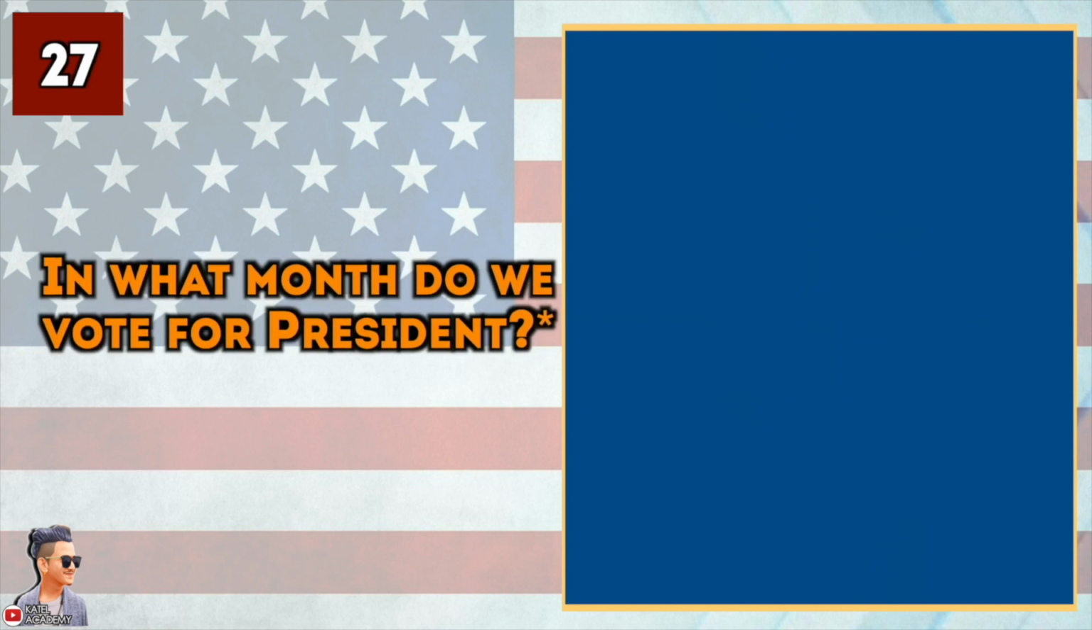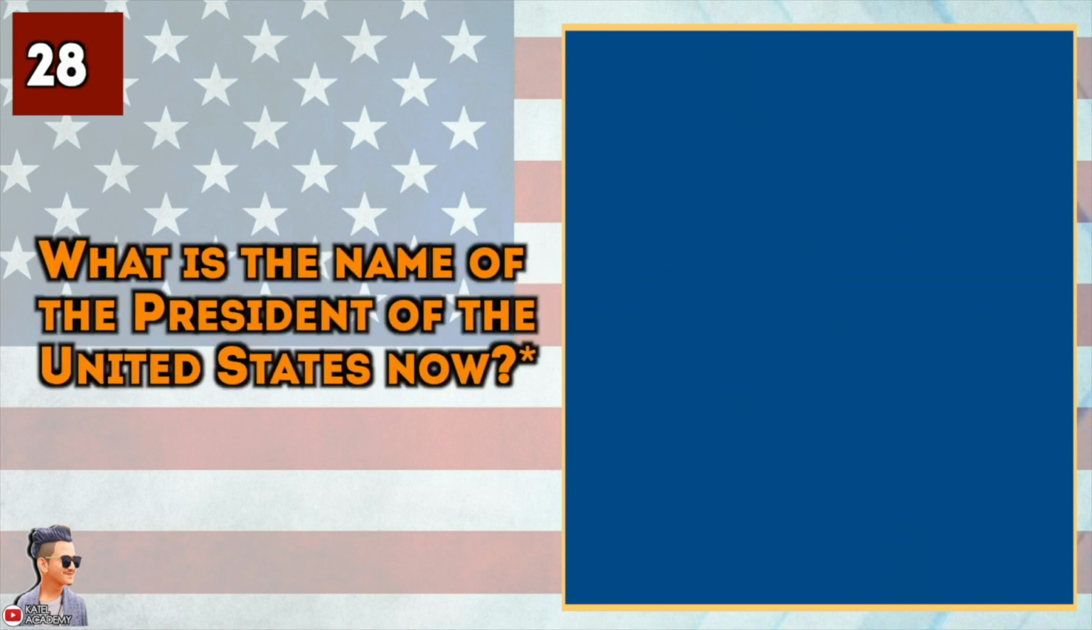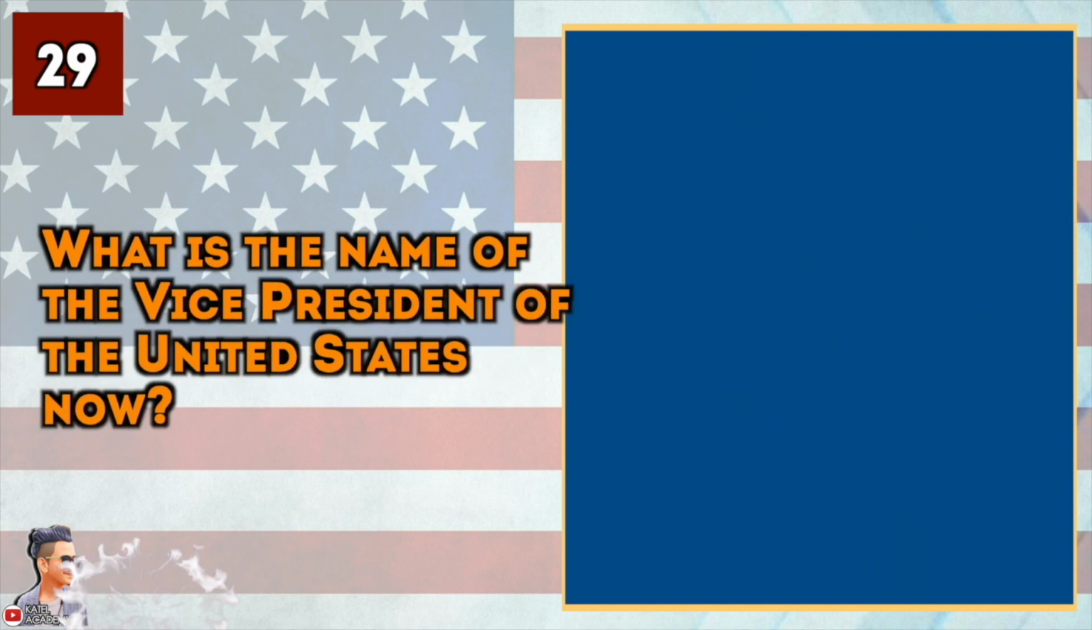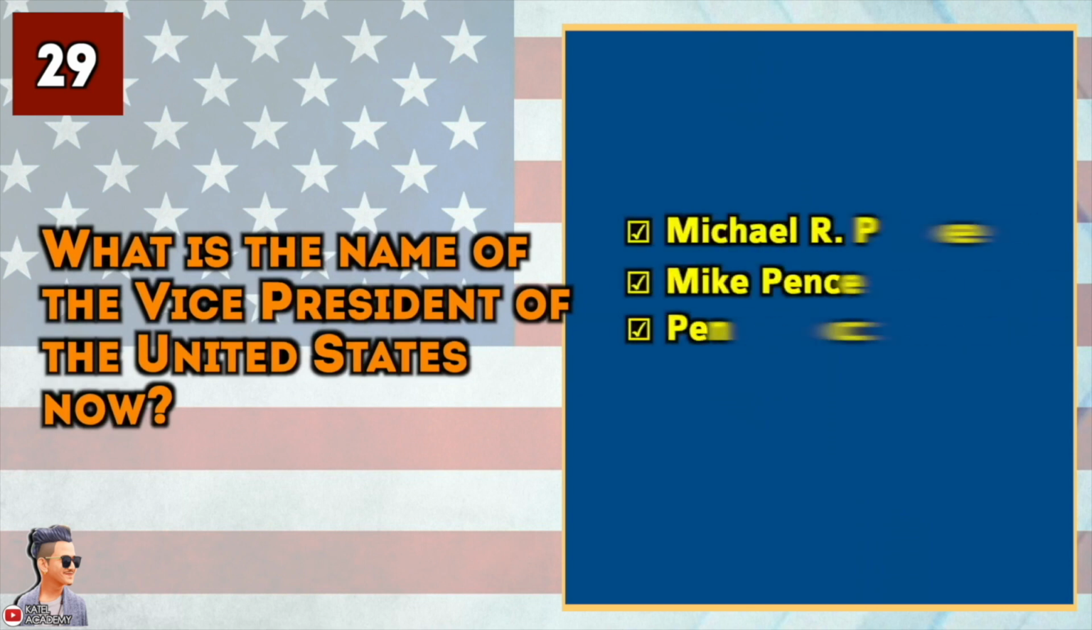In what month do we vote for president? November. What is the name of the President of the United States now? Donald J. Trump. Donald Trump. Trump. What is the name of the Vice President of the United States now? Michael R. Pence. Mike Pence. Pence.